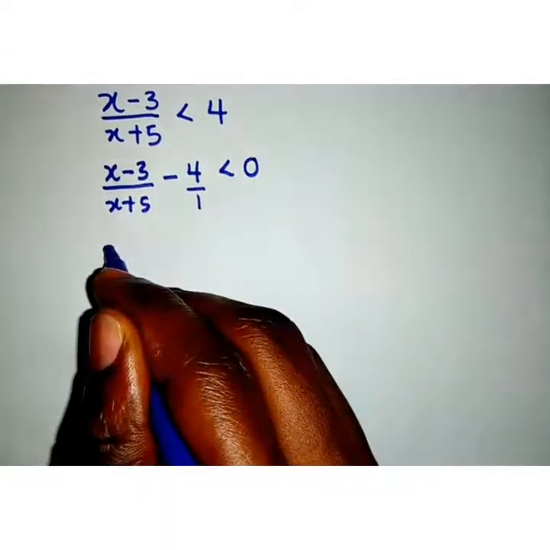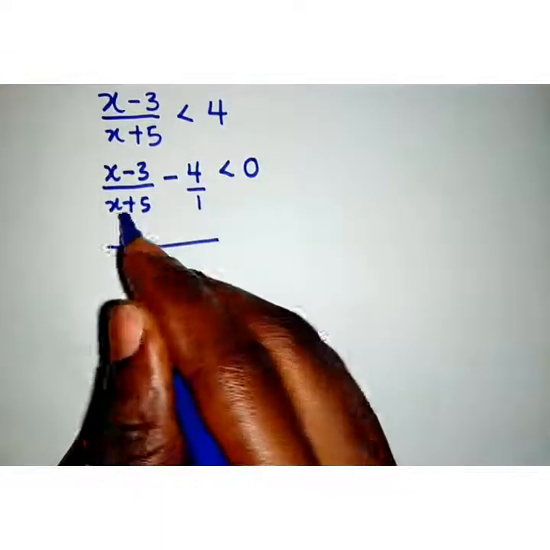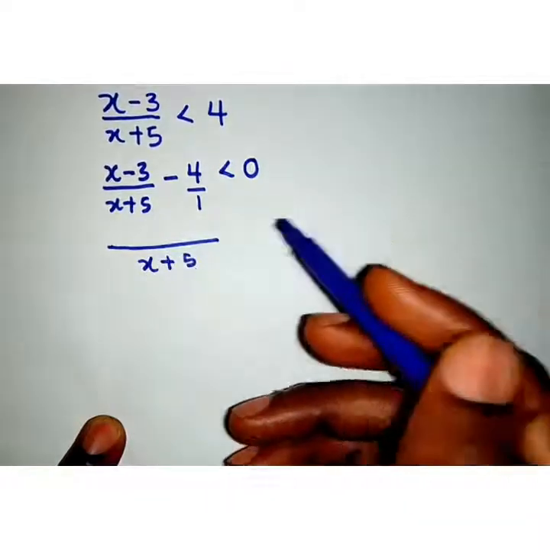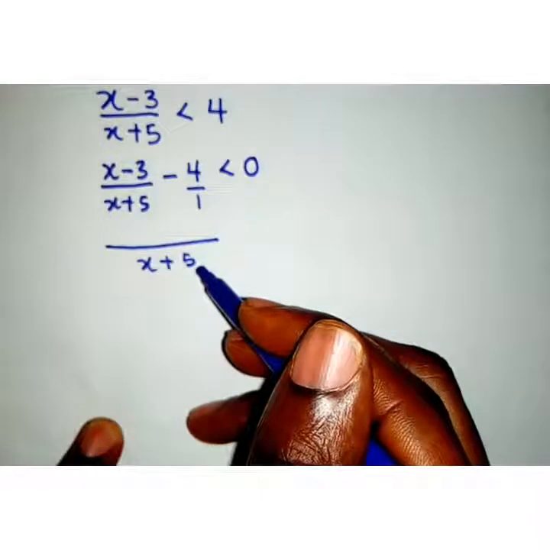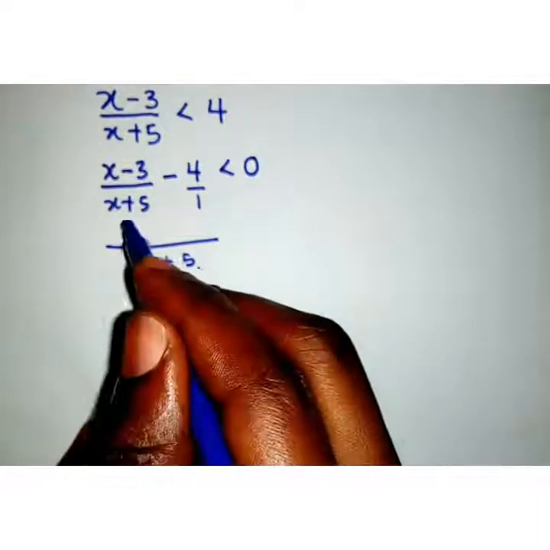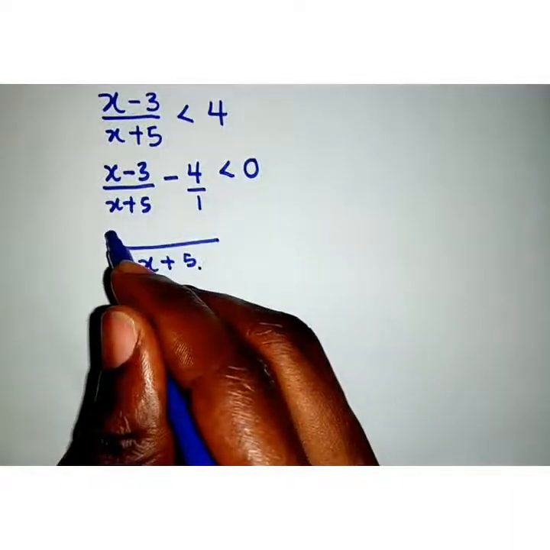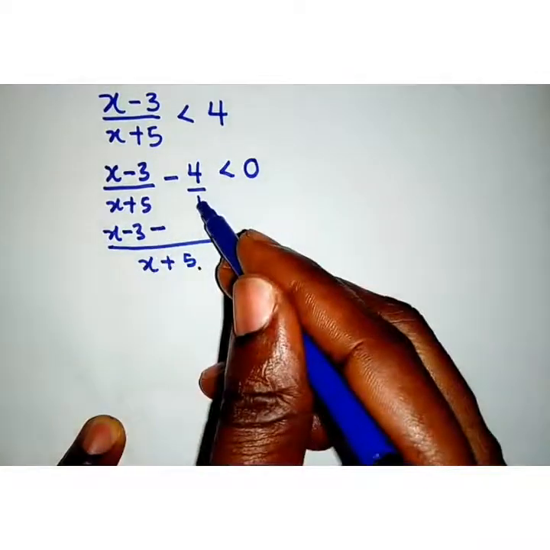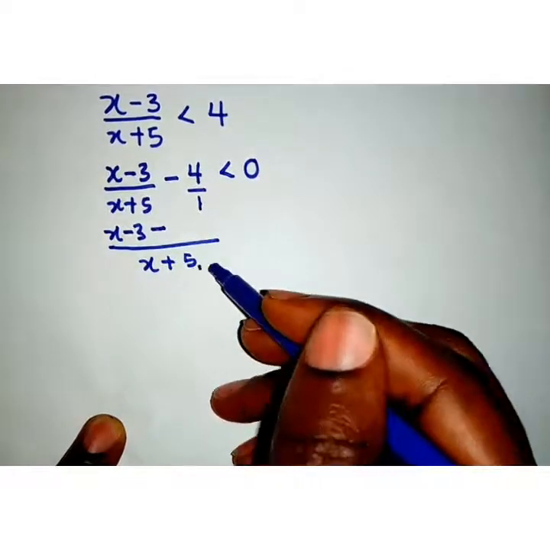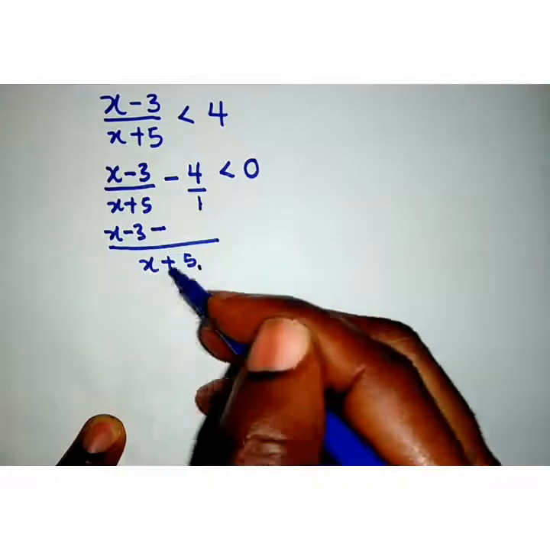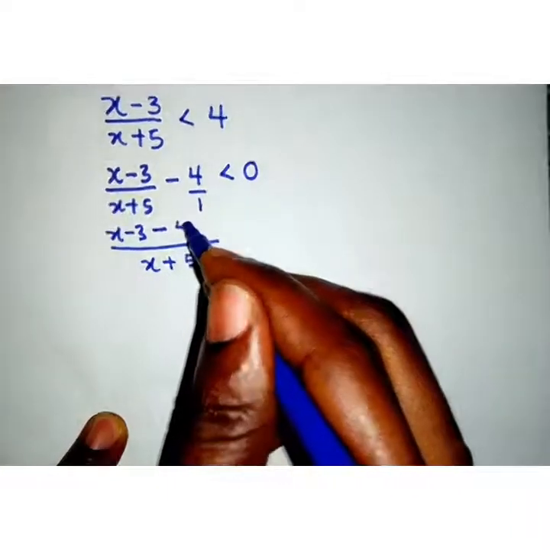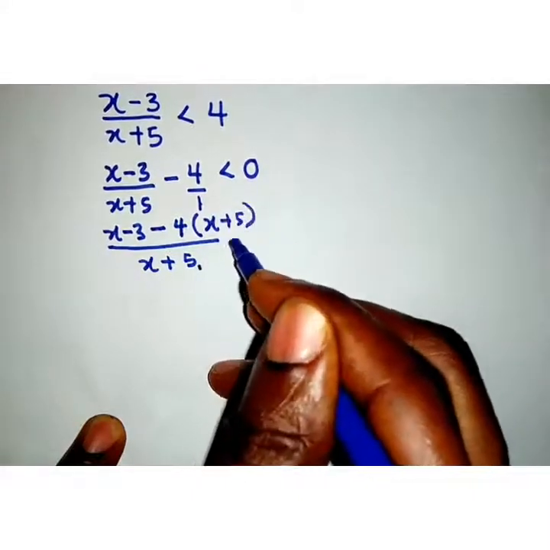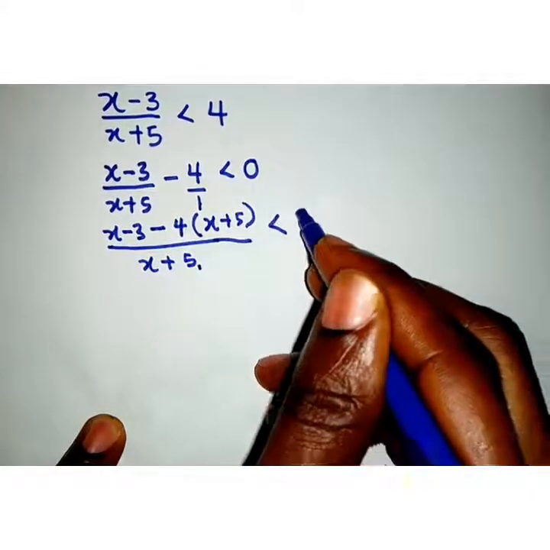We simplify this further. We find the LCM of the denominators. That gives us x plus 5. So x plus 5 into x plus 5, that's 1. 1 times x minus 3 gives us x minus 3, minus 4 times (x plus 5), over x plus 5, less than 0.